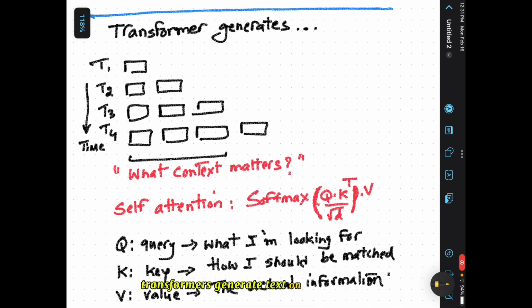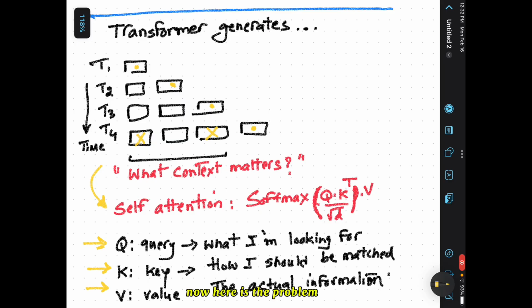Transformers generate text one token at a time. When generating the next token, the model must decide what in the previous context matters right now. That decision happens through self-attention. The core formula is a product of query, key, and value matrices. Every token produces a query, which means what I'm looking for, a key, which means how I should be matched, and a value, which means the actual information.